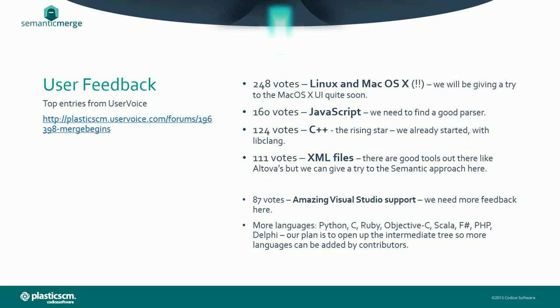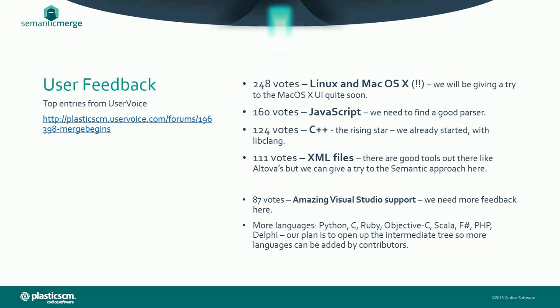And then more languages like Python, C, Ruby, Objective-C. Actually, Objective-C is inside the same initiative with C and C++ because we will most likely be using Clang to parse it, which is going to be the same thing. And then Scala, F#, PHP, Delphi. I'd love to add Delphi because it used to be and still is one of my favorite languages, right? Object-oriented Pascal, which is a very, very good one. So I'd love to have support for it.